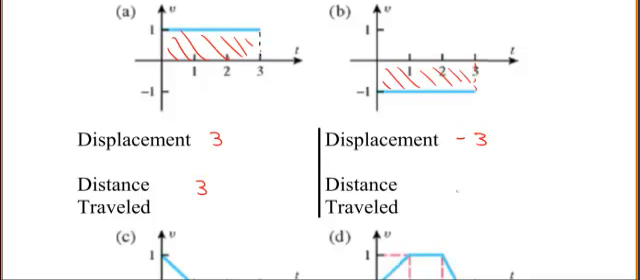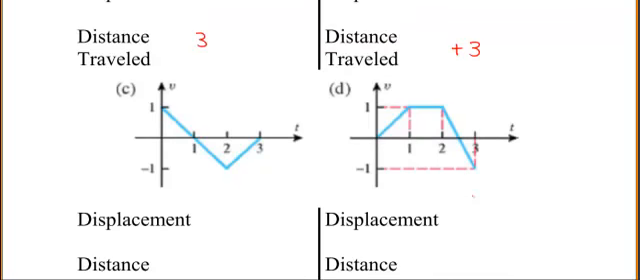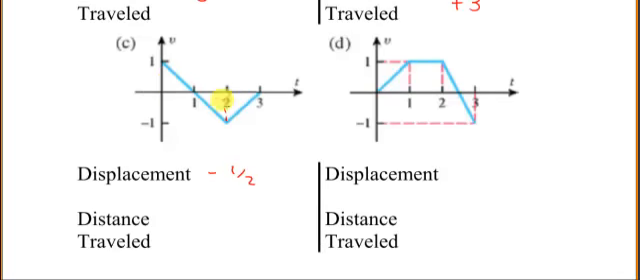The distance would be positive 3. In this instance, the displacement: I have positive a half of a unit, negative a half of a unit, negative another half of a unit, so it would be negative 1/2. But the distance, I just add these up: 1/2 plus 1/2 plus 1/2 would be 3 halves. Here, for the displacement, I have 1/2 plus 1 is 3 halves, and then two areas that cancel one another out, so this is going to be 3 halves.